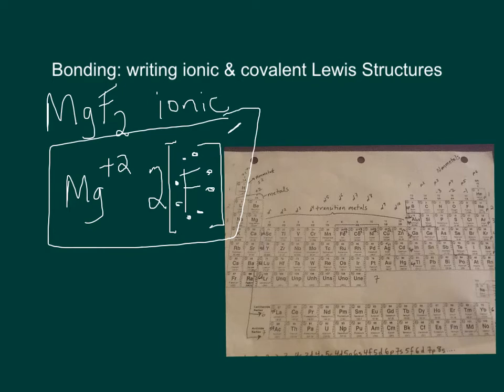What I mean by nothing in between there is we don't have anything written here. And then we have 2 Fs, it has to be in brackets, has to have 8 dots around it, and then the charge that you'd see on the periodic table. And that's how you write it for ionic. This shows that electrons were completely transferred. They are not shared at all.